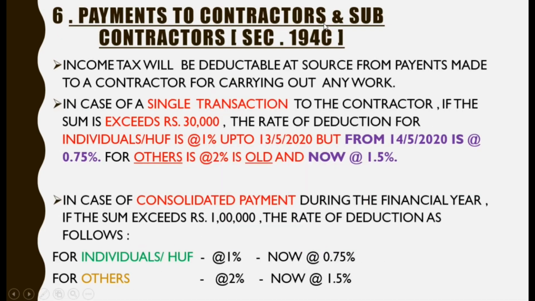Then next point, payments to contractors and subcontractors. Here it says that if any payment is made to contractors for carrying out any work like building construction, etc., there are two cases. First is a single transaction and the second is consolidated payment. If a single transaction to the contractor exceeds rupees 30,000, the rate of deduction for individuals or HUF is 0.75% and for others is 1.5%. In case of consolidated payment during the financial year, if the sum exceeds rupees 1 lakh, the rate of deduction for individuals is 0.75% and for others is 1.5%. So for consolidated payment the amount exceeds rupees 1 lakh, and for a single transaction the amount exceeds rupees 30,000.